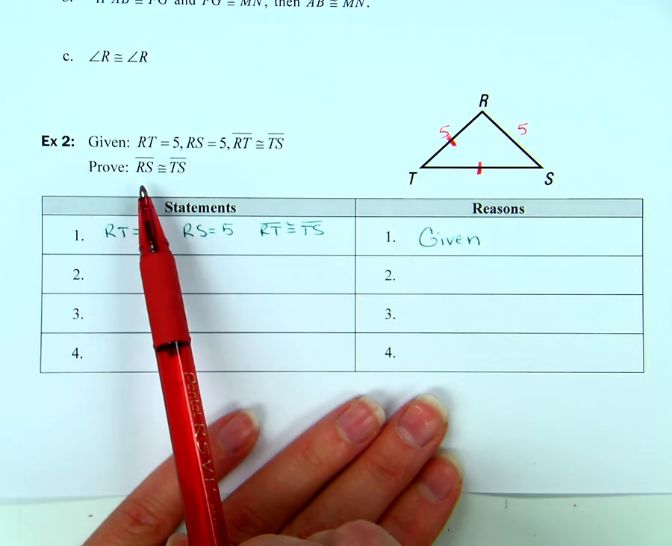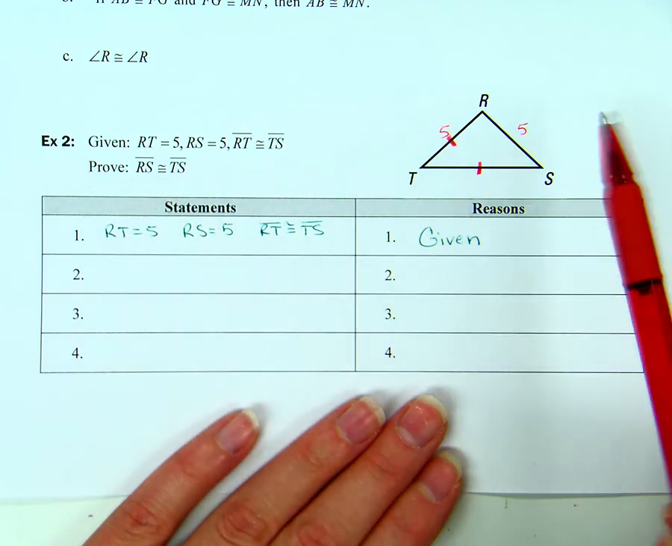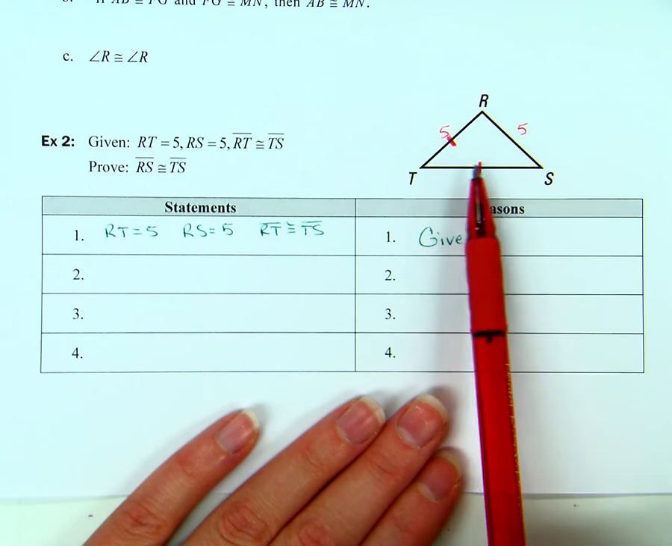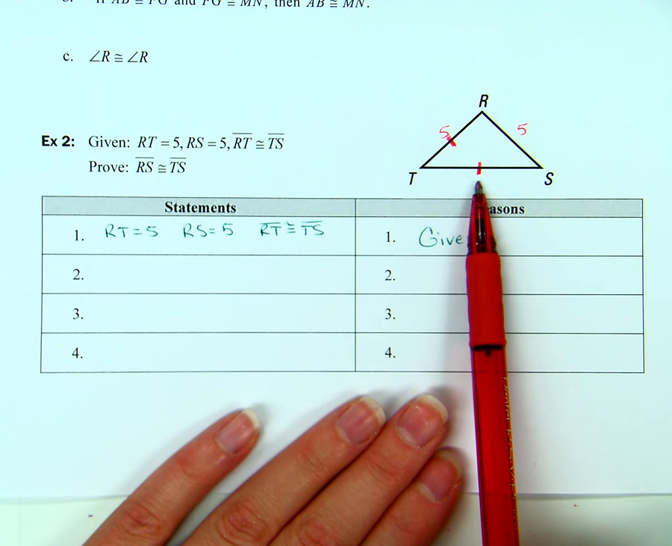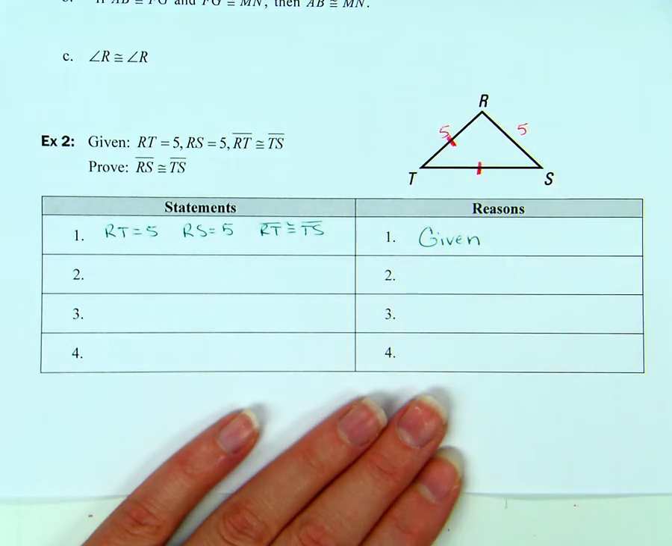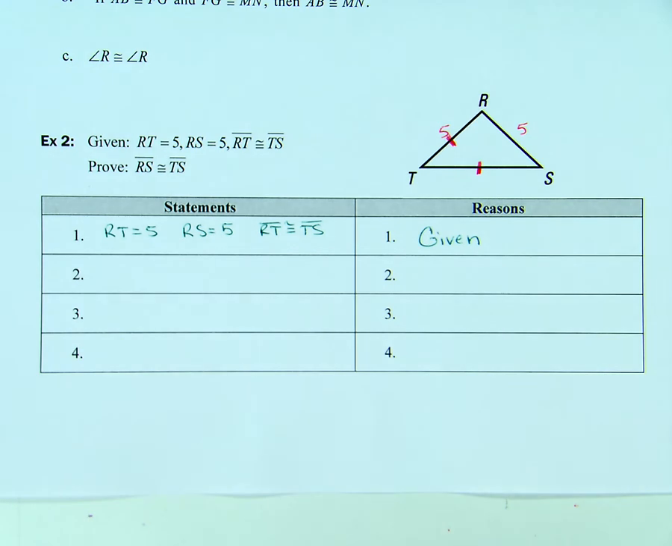Our goal for this proof is to show that RS and TS are congruent. Well, let's take a look. These two are both 5. These two are the same. So this one should also be 5. Well, if this one's 5, then these are equal. They are congruent. So I think this should be fairly manageable. Let's see what we can do with our statements to show that RS and TS are congruent.